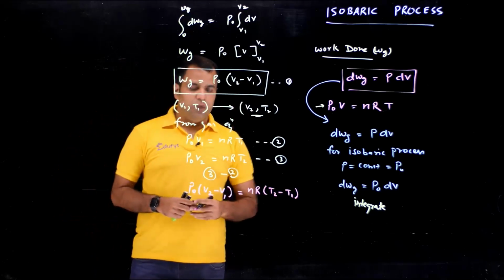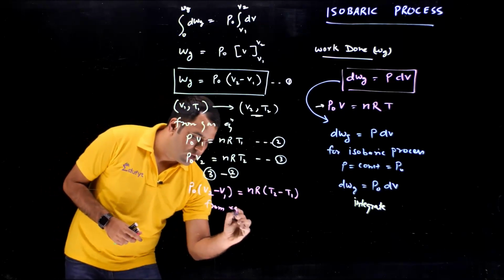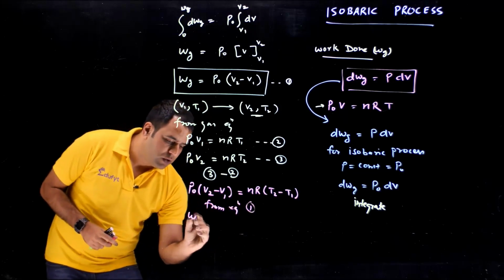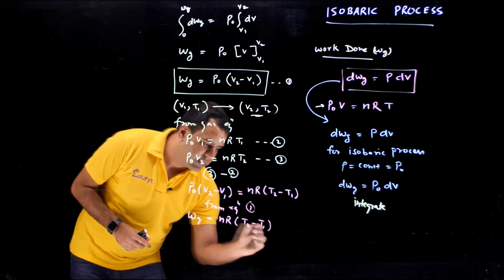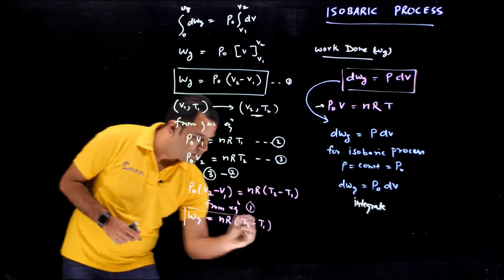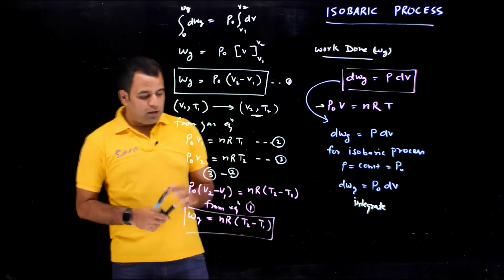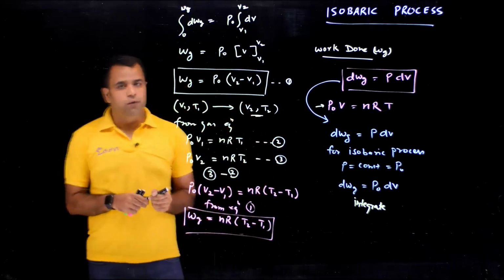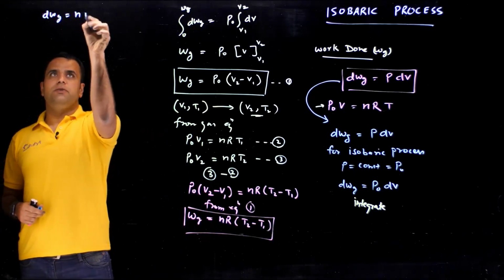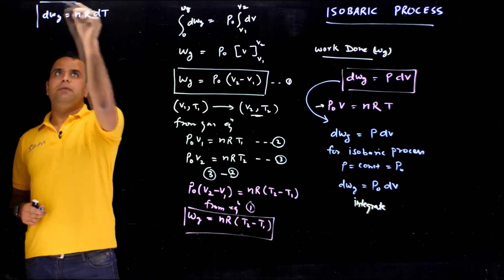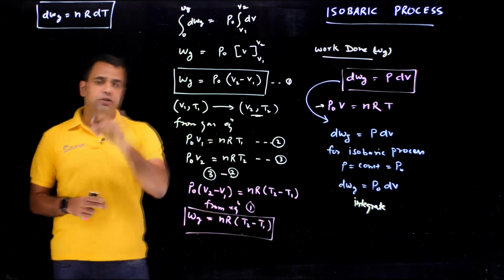So you see, this P naught (V2 minus V1) we can replace here. If we replace the value, work done by gas comes out to be nR (T2 minus T1). This is the equation for work done in terms of temperature. If we want the differential equation out of this, we'll write dWg is equal to nR dT. This will become a differential equation for work done by gas in the isobaric process in terms of temperature, which we can use further.